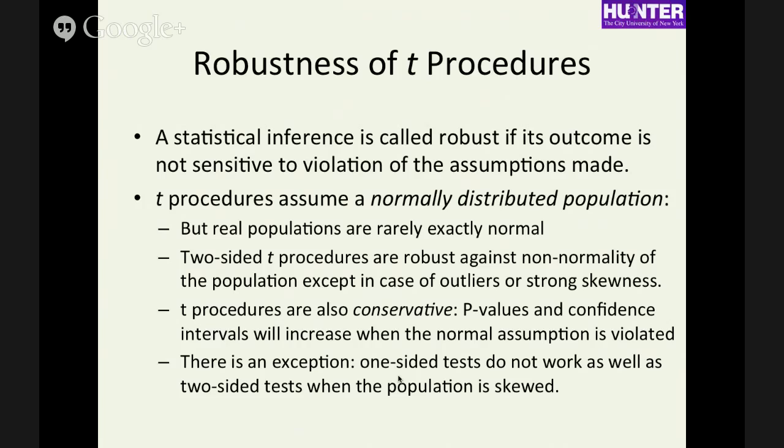Sorry, that's the property of conservativeness. The property of robustness is that some departure from normality is not going to have much effect on your test. It has to be a fairly strong departure from normality. And then on the next slide, I give some rules of thumb for that. With the exception that when you're doing a one-sided test, it doesn't work as well as with two-sided tests. Another reason that we don't usually use one-sided tests.